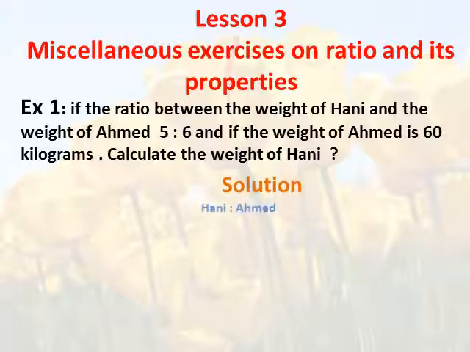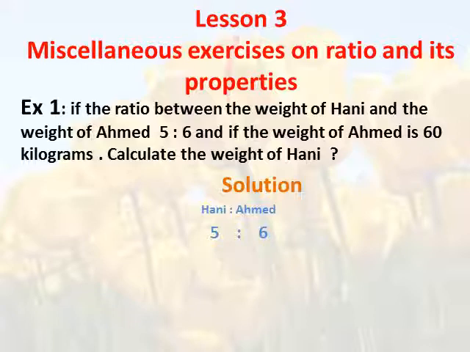Solution: Weight of Hani to weight of Ahmed. We will put the names of the two quantities. Quantity number 1, weight of Hani, and the other quantity, weight of Ahmed, and I will put the ratio between them. The ratio between them equals 5 to 6. Okay, again, weight of Hani to weight of Ahmed, ratio between them 5 to 6.